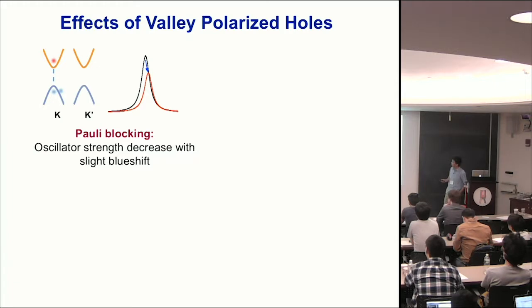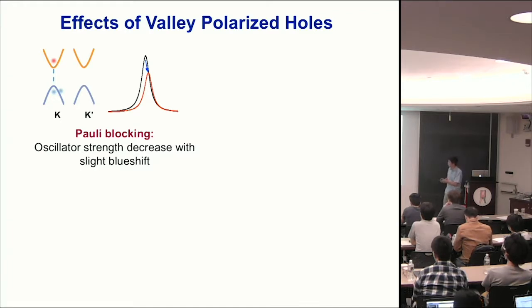So imagine I have a hole, which is shown here, sitting at the K valley, and I use left-hand circularly polarized light to probe it. That means I will also generate an exciton in the K valley, and we'll see what the hole's effect is on that exciton. So this hole will form a Pauli blocking effect for this exciton transition to happen. That means it will suppress this optical transition, so it will reduce the intensity of the absorption.